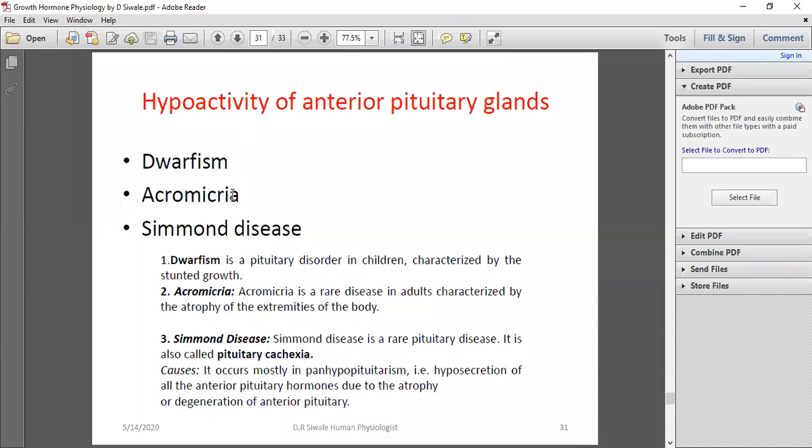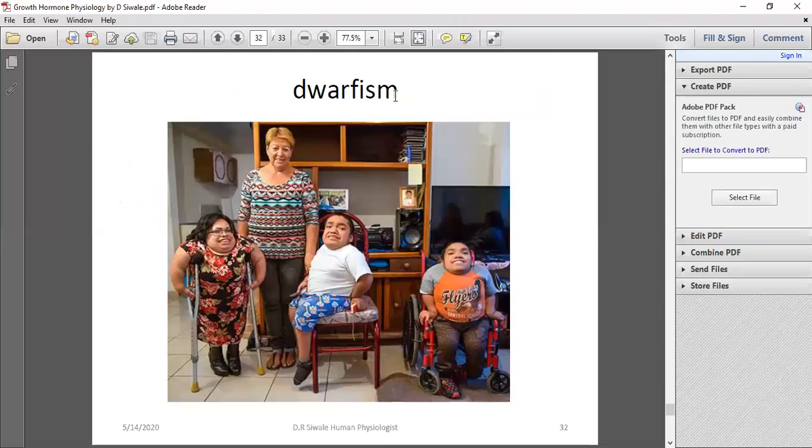The whole purpose here is just to show you that these pathological conditions exist, which your pathology lecturer will explain more. This diagram shows dwarfism. Are we able to see this? Yes, sir.